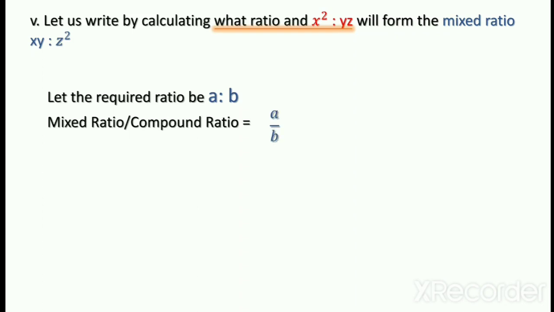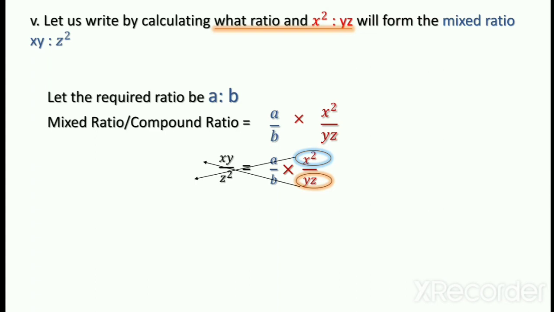We multiply both the ratios. So this is our first ratio, a is to b, and our next ratio is x square by 4z. We are writing this in the form of a fraction, and the question also tells us what the mixed ratio is. So the mixed ratio is xy by z square is equals to what we know. Now we are going to cross multiply this. This is going to go to the numerator and this is going to go to the denominator. Why are we doing this? Because we are finding a by b, so we are keeping it on one side.